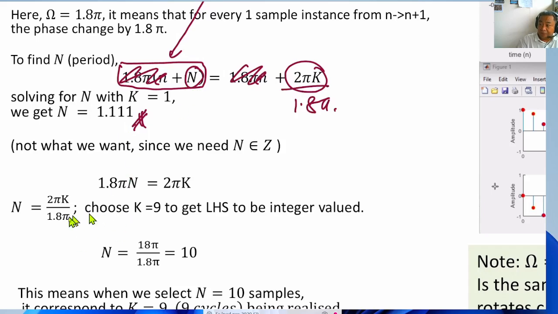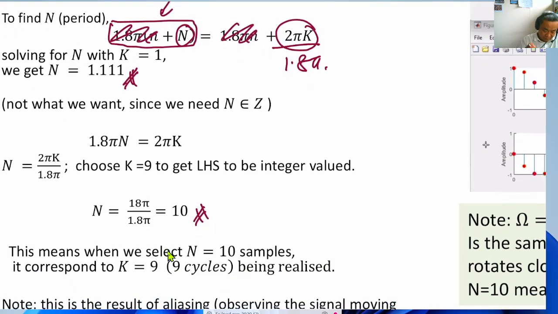And now we are trying to find capital N and capital K to be integers. If we can find that, then we can find the number of samples to make this sequence periodic. By inspection, we see that if we choose K to be 9, 2 times 9 is 18 divided by 1.8, the pi cancel, and therefore we get capital N equals 10 samples. So every 10 samples, the sequence will repeat. Okay? Now what does K equals 9 mean?